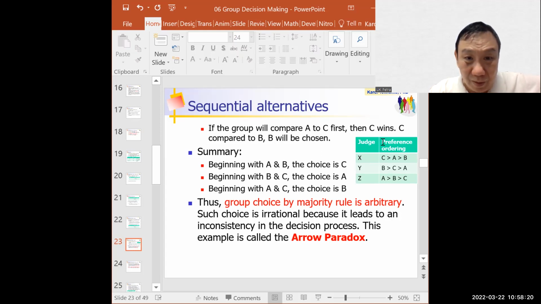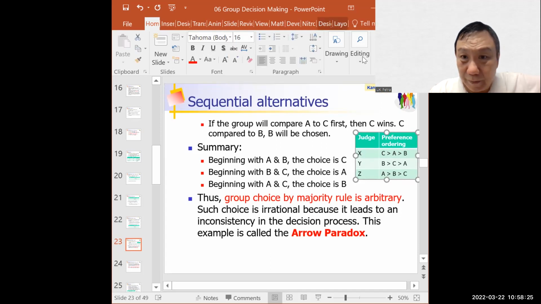So this is the order of preference ordering from a while ago. In the beginning, with A and B, the choice is C. With B and C, the choice is A. With A and C, the choice is B. So the group choice by majority is actually arbitrary. Such a choice is irrational because it leads to inconsistency in the decision process.